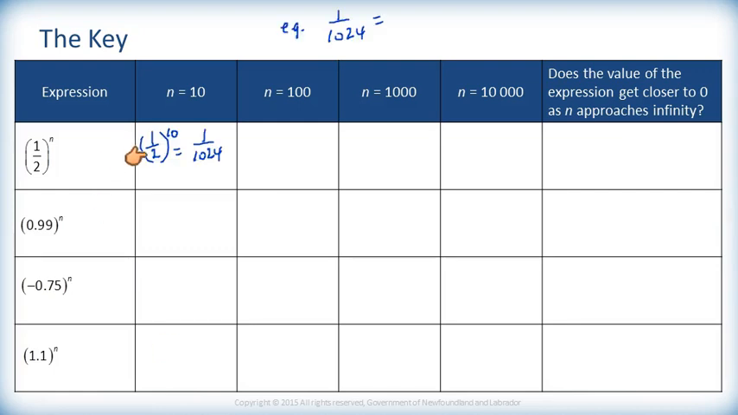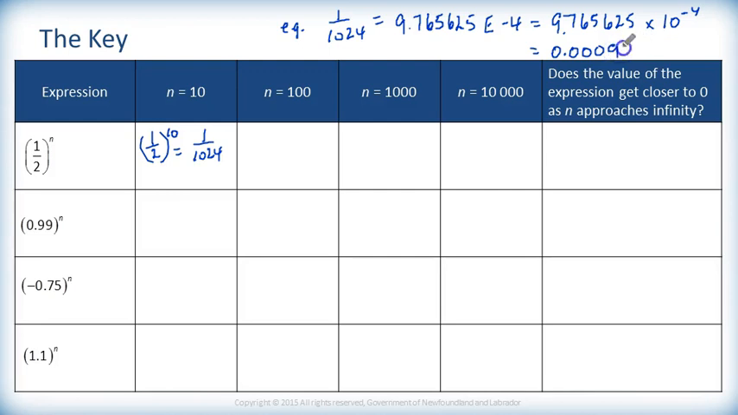For example, a half exponent 10 is 1 exponent 10 over 2 exponent 10. That's 1 over 1024. To help you understand your calculator, you probably got something like this displayed, at least in the graphing calculator. That means you got approximately 9.765625 times 10 to the -4. Move that decimal place 4 places to the left. So you get decimal 0.009765625.